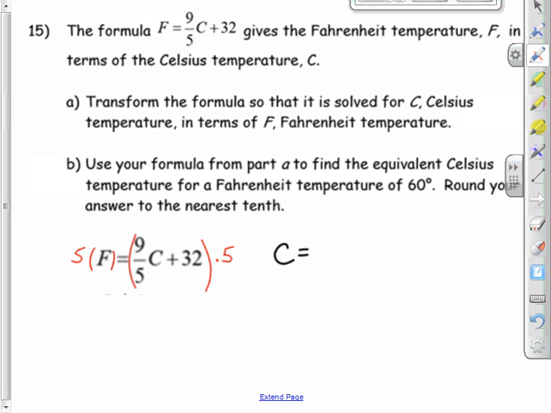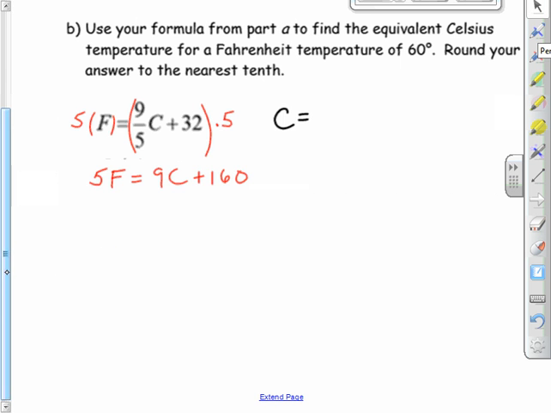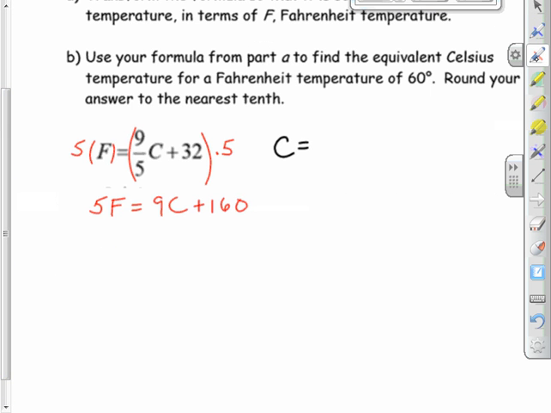And 5 times f would be 5f. 9/5 times 5 would simply be 9, so we would have 9c. And then 32 times 5 would be 160. So we have 5f equals 9c plus 160. So this is a much more manageable equation now.